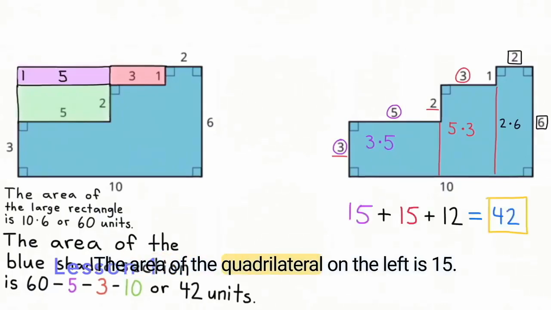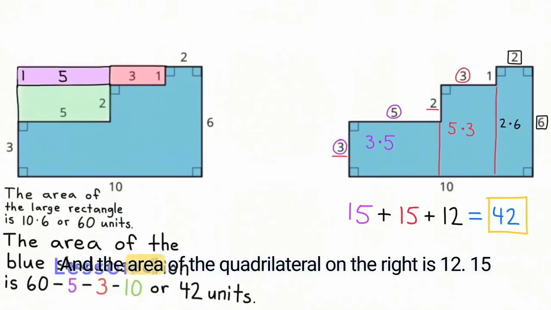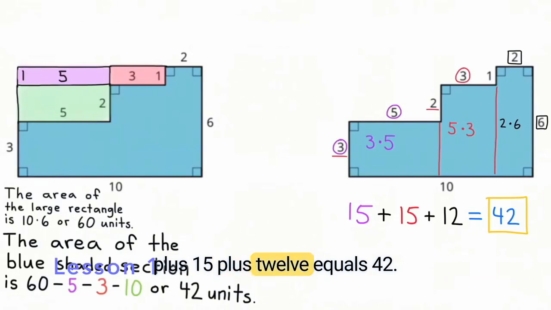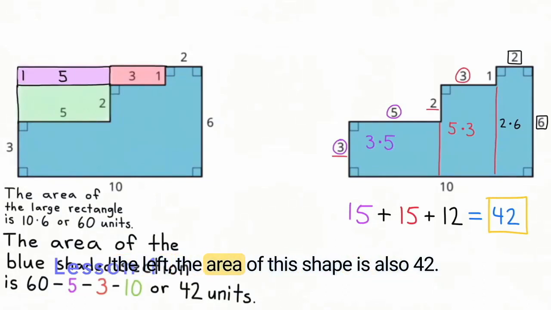The area of the quadrilateral on the left is 15. The area of the quadrilateral in the middle is also 15. And the area of the quadrilateral on the right is 12. 15 plus 15 plus 12 equals 42. Just like the shaded blue area in the shape on the left, the area of this shape is also 42.